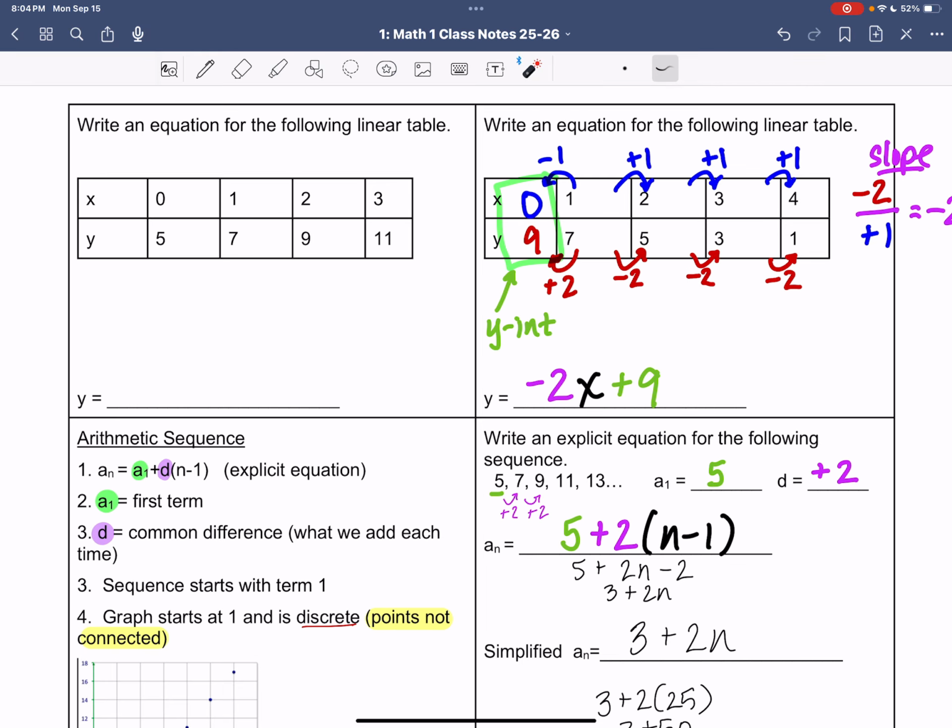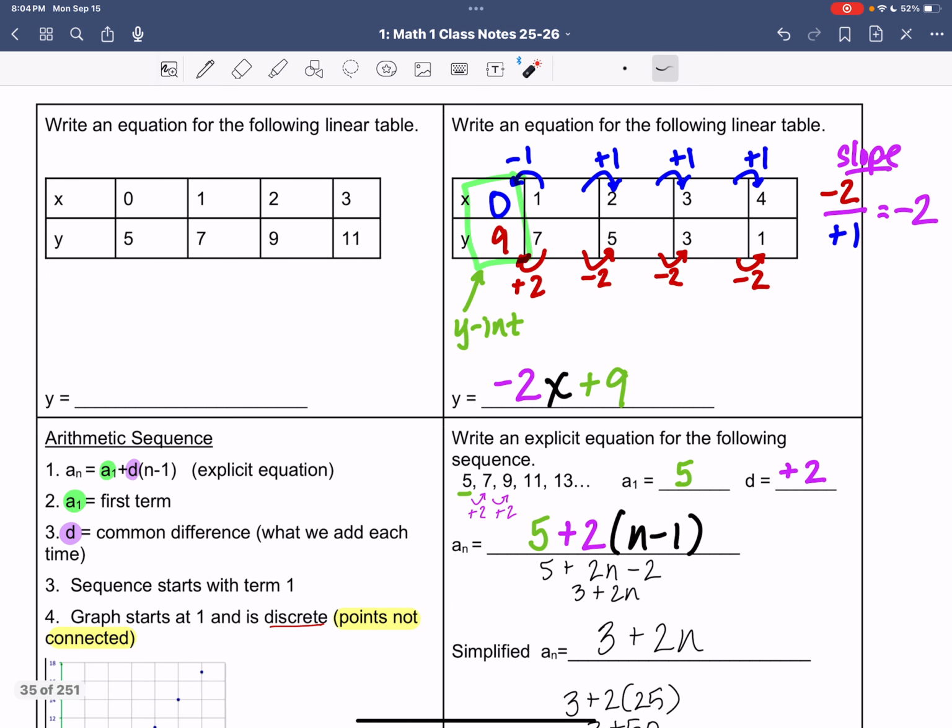All right, so I want you to go ahead. I want you to try that one. And then sometimes the y-intercept isn't on the table, so you have to find it. One way to find it is if you're really close to 0, you can work backwards on the table.